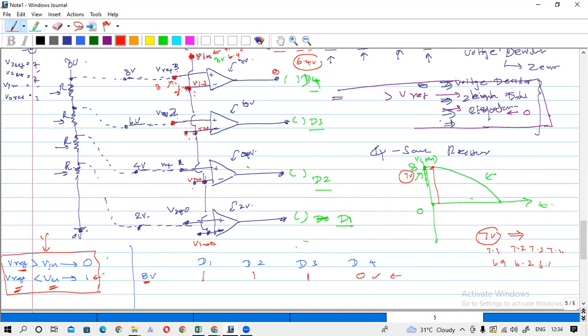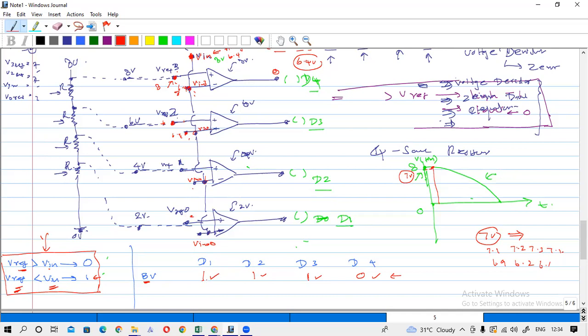And if it is 6.4, V in is greater than V ref, because here it is 6.4 and here you will have 6. So V ref is less than V in, so you will have 1 here. And D2 you will have the 1 here because here you have 4 and V in is 6.4. Here also V ref is 2 and V in is 6.4, so V in is greater than V ref. Again, you will have 1.